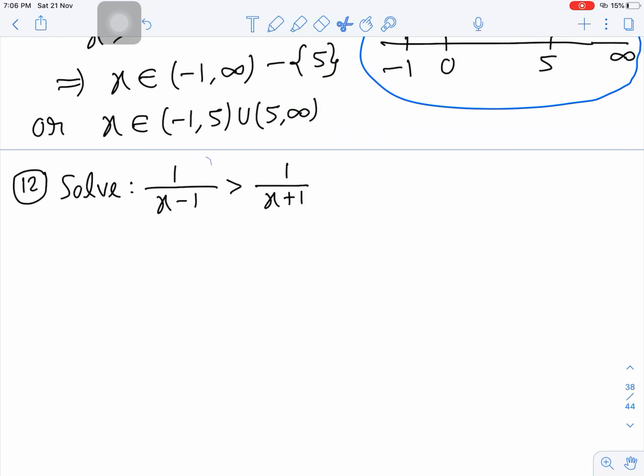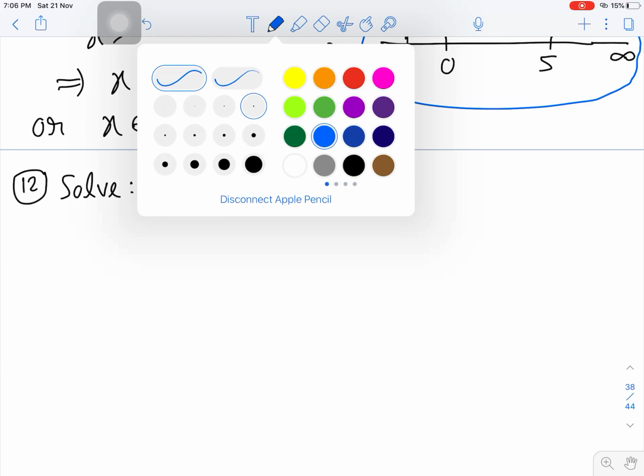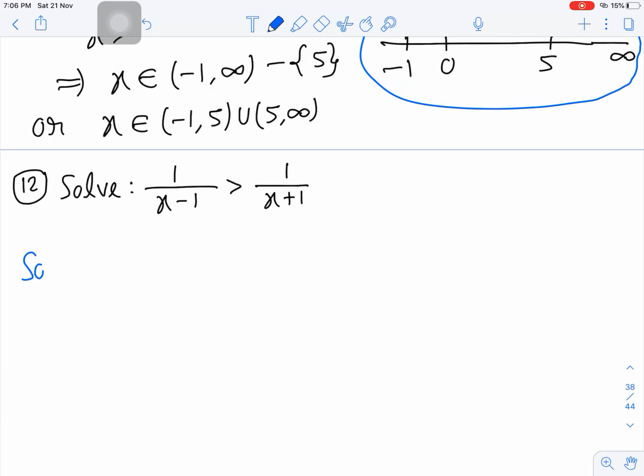Okay, then you have to solve the next question, question number 12. 1 by x minus 1 greater than 1 by x plus 1. So in such questions, because we don't know whether x minus 1 and x plus 1 are negative or positive, we can't do cross multiplication. If we know that either both are positive or both are negative, then we can do something.